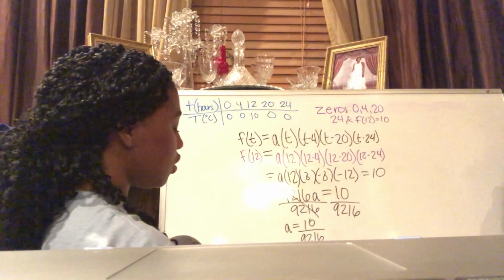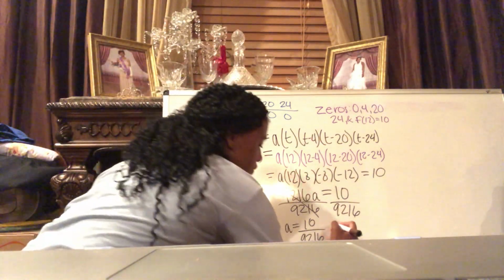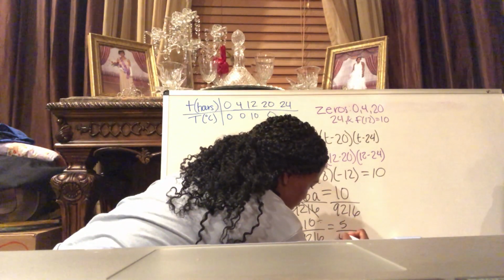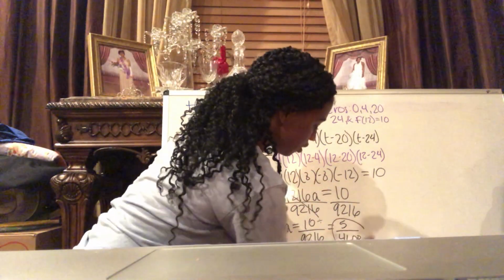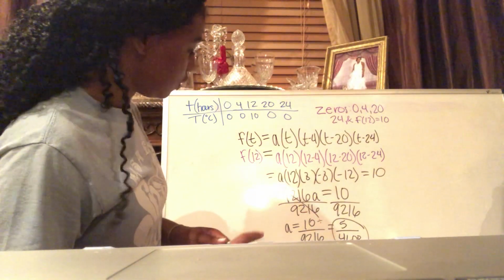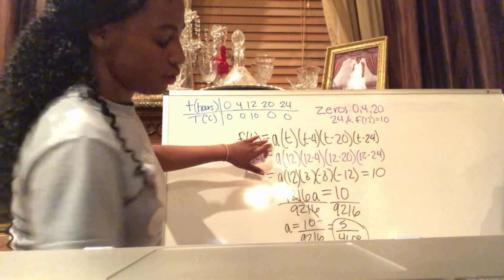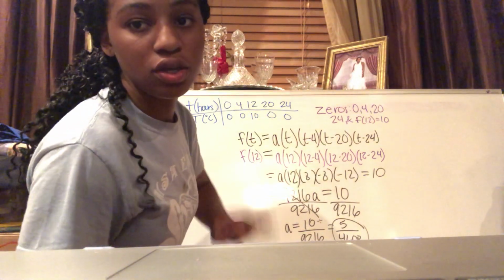So from there, what I want to do is go ahead and simplify that some more. So I'm going to divide the top and bottom number by 2. So 5 over 4,608. So to find out f of t, the equation that you basically wanted for f of t, you're just going to take that a value and you're going to plug that 5 over 4,608 into the equation, and that gets you your f of t answer.